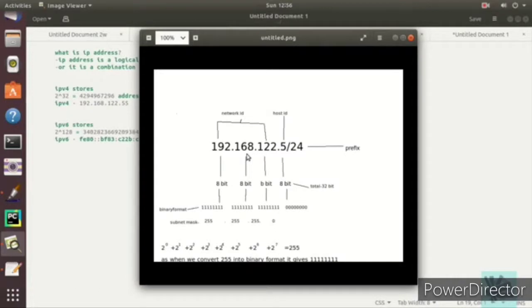and every number in the IP is 8 bits, as 8 plus 8 plus 8 plus 8 is equal to 32 bits. And in the backend, the computer converts it into a binary format of 32 ones and zeros. Here you see the binary format of 32 ones and zeros, which is converted into human readable format, which comes to 11111111 is 255, that is here. And when we convert 255 into binary format, it gives 8 ones.